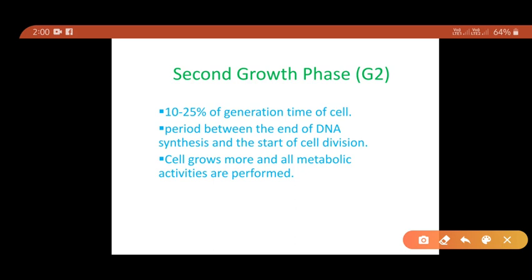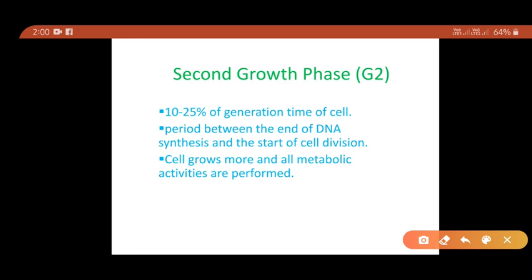So it is important to remember which phase comes after another phase. I have already told you that this topic is very important from the exam point of view. And this second growth phase takes only 10 to 25% of the time. In this phase, the cells grow more, and all the metabolic activities concerning the growth of cytoplasm are performed.